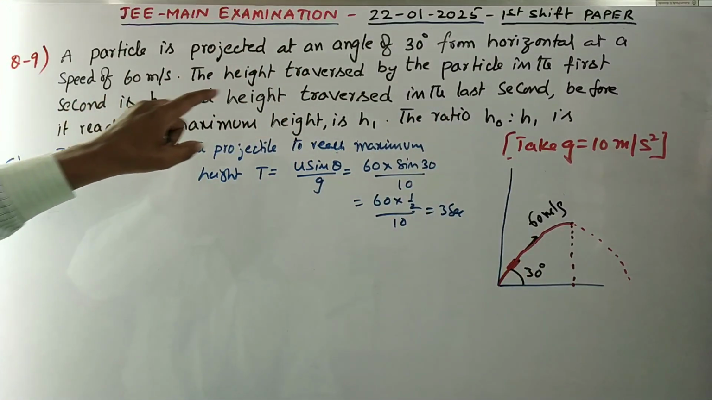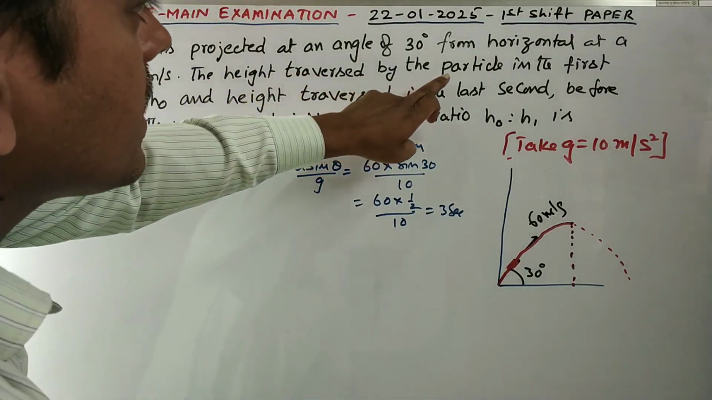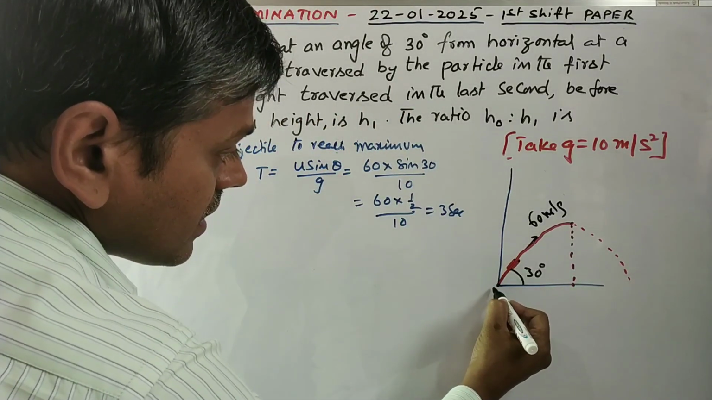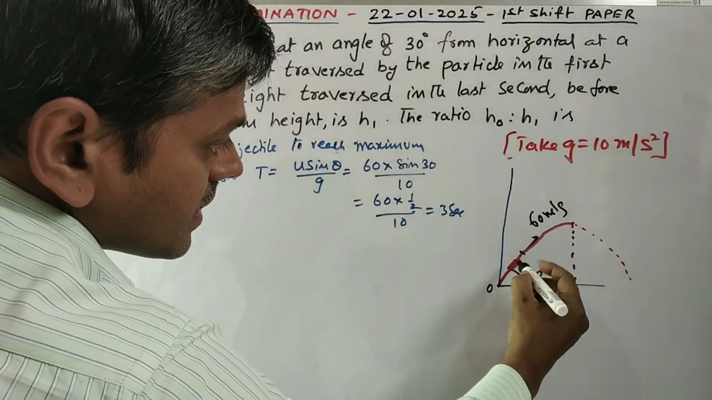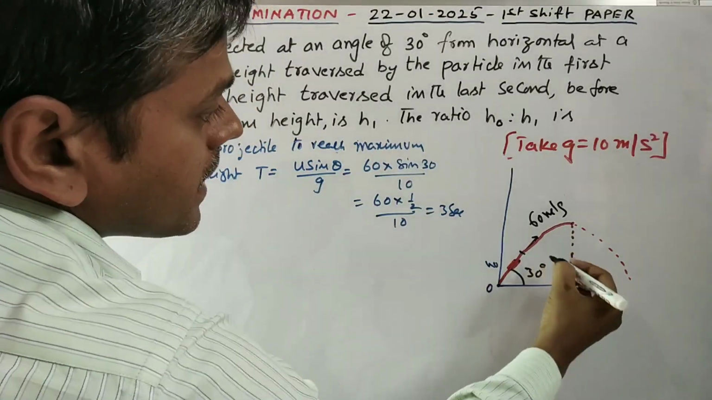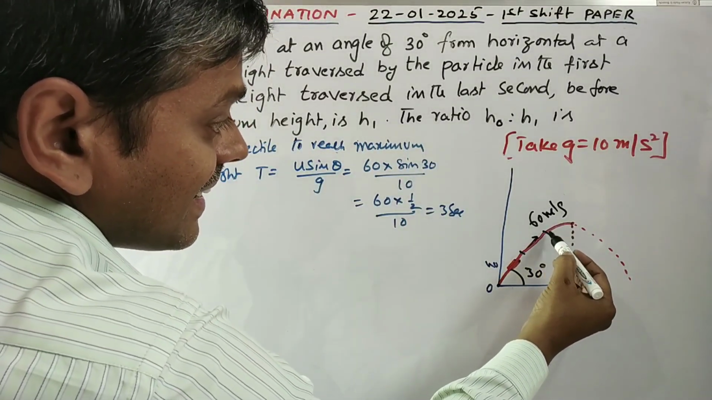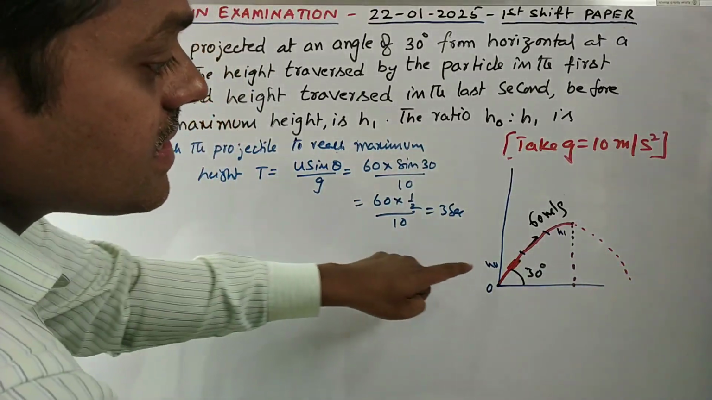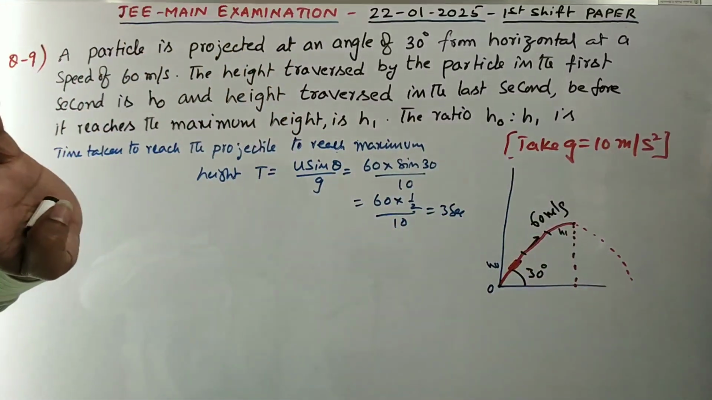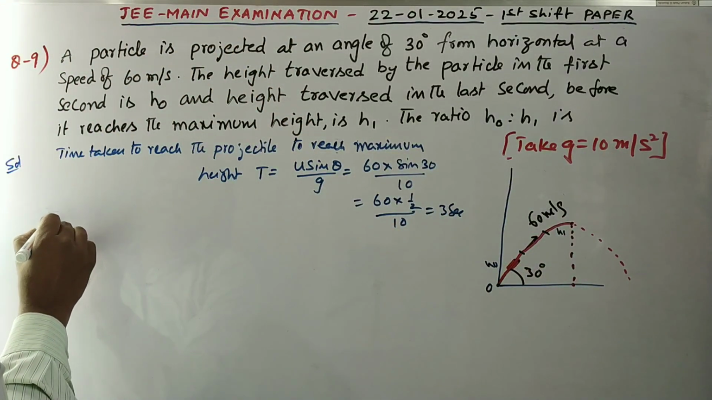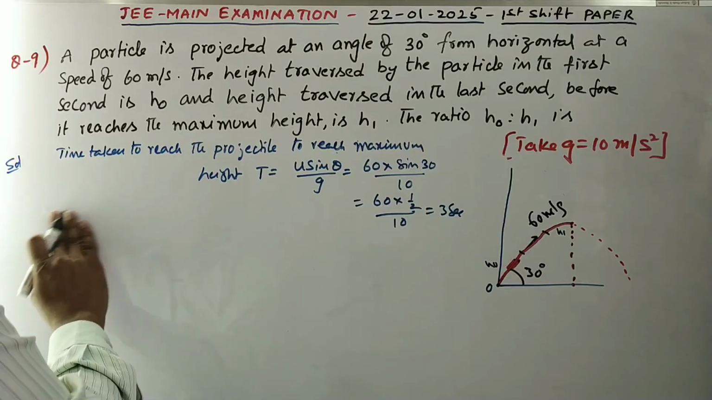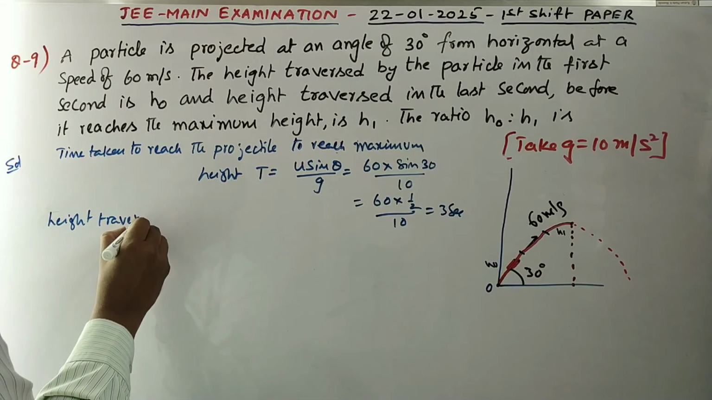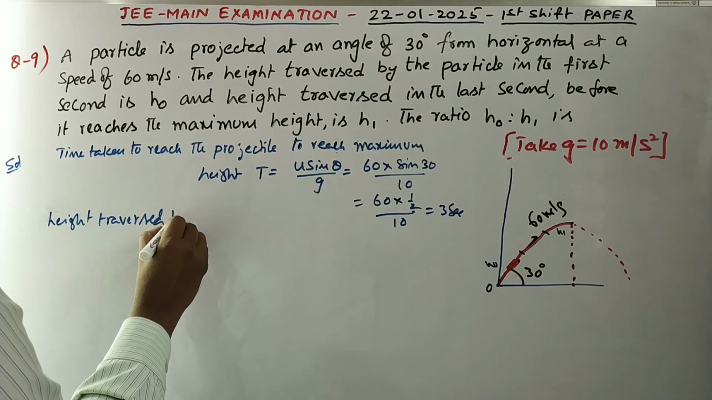Okay, work right. Next, the height traversed by the particle in the first second is h0. So in 3 seconds, the body starts its journey from 0 to 1 second. It covers some distance which is equal to h0. Next 1 second it covers some distance, and in the last second before it reaches the maximum height is h1. He is asking h0 by h1, isn't it? So the height traversed by the projectile.